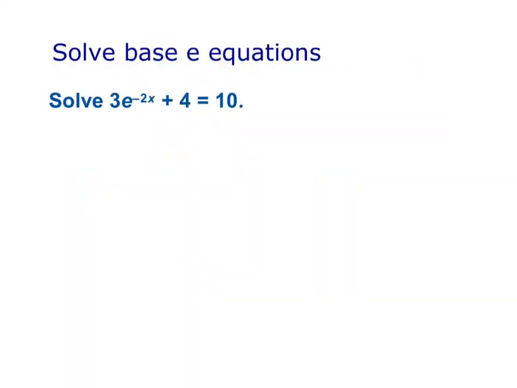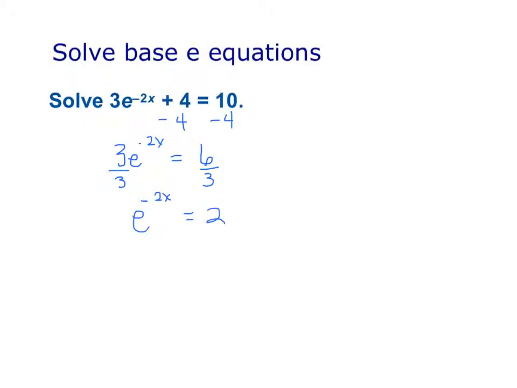Okay, so here we are. We're going to solve base e equations. The first thing we want to do is get the e to the negative 2x by itself on one side. So I'm going to subtract 4 and divide by 3. I've got 3e to the negative 2x equals 6. Divide by 3, divide by 3. e to the negative 2x equals 2.